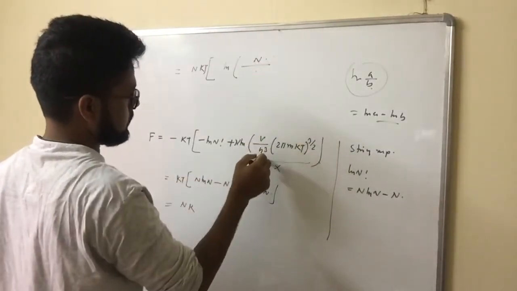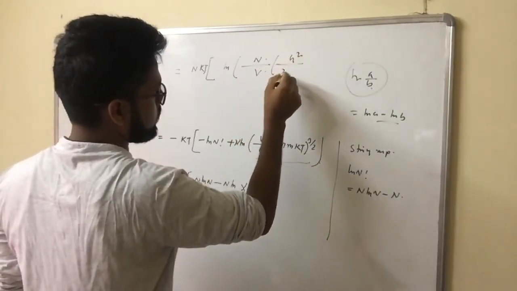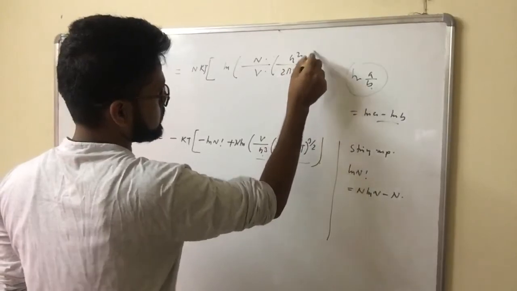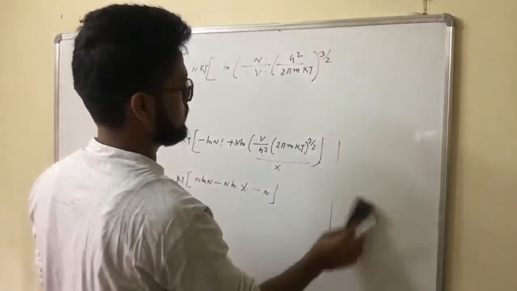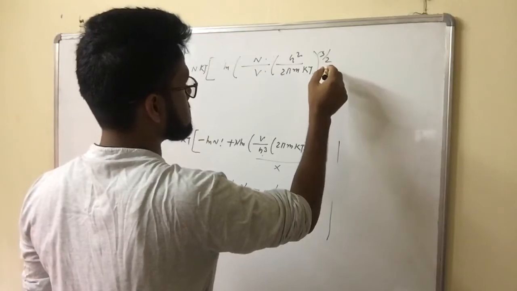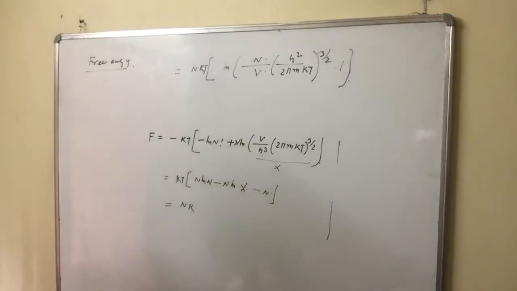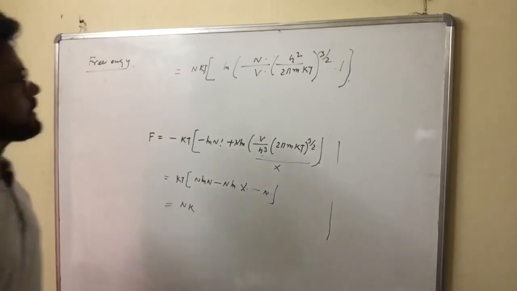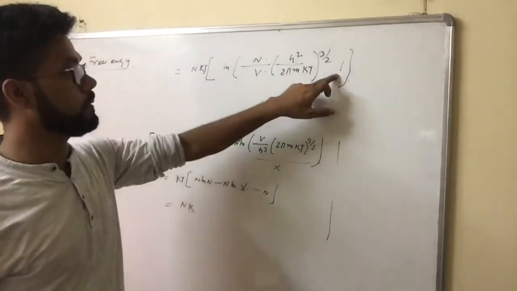Then the V, okay, a square twice pi m kT to the power 3 by 2. Then it will be 1, n is come out, minus 1. This is okay. Minus 1, because n is taken out, so it will be minus 1.